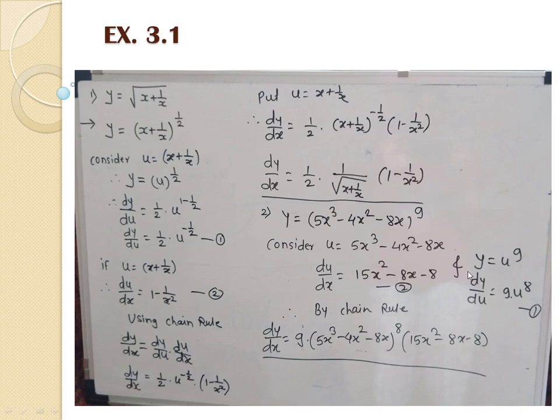And y is equal to u raised to 9. Therefore dy by du is equal to 9 into u raised to 9 minus 1, is equal to 9 into u raised to 8. Again by chain rule, dy by dx is equal to 9 into bracket 5x cube minus 4x square minus 8x, raised to 8, into 15x square minus 8x minus 8.